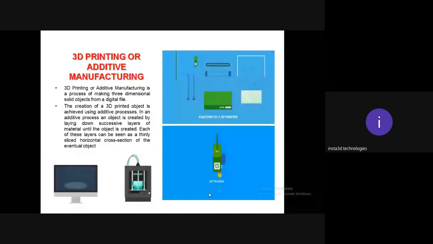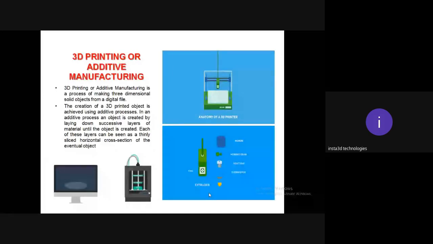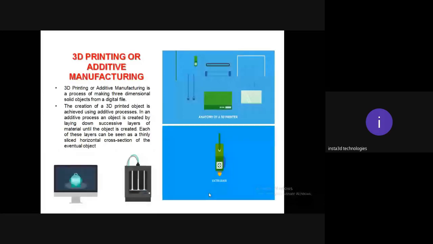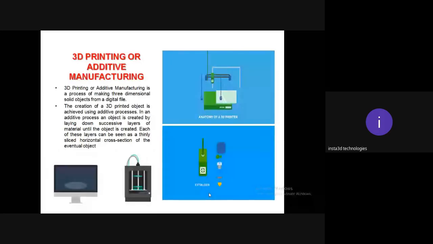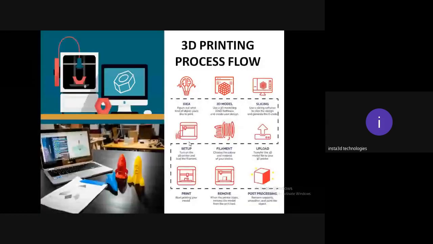So the basic anatomy of a 3D printer: the main part of a 3D printer is an extruder, and there will be a bed. The extruder, also called the head, moves along the path for which we have generated the G code and M code, and generates a 3D object. I will just show you how it works.